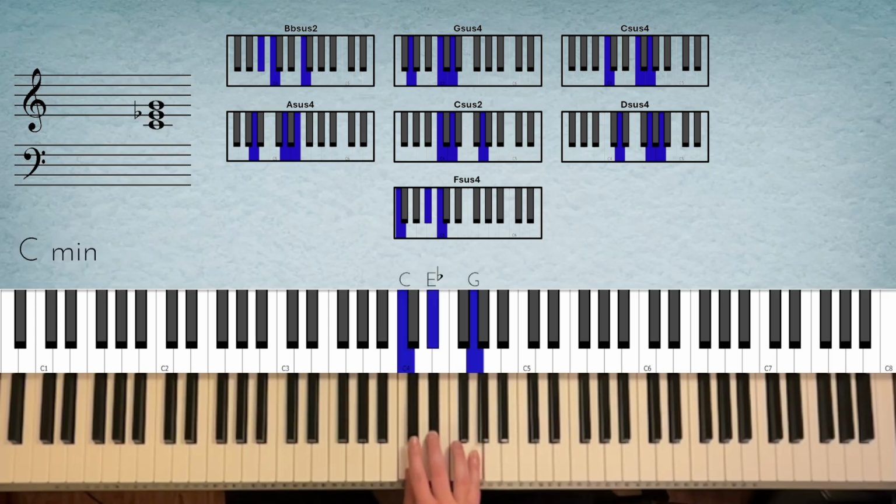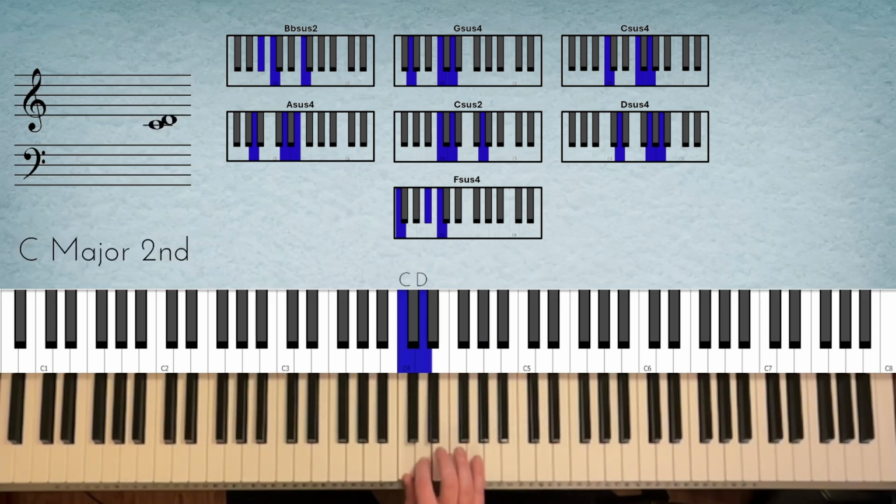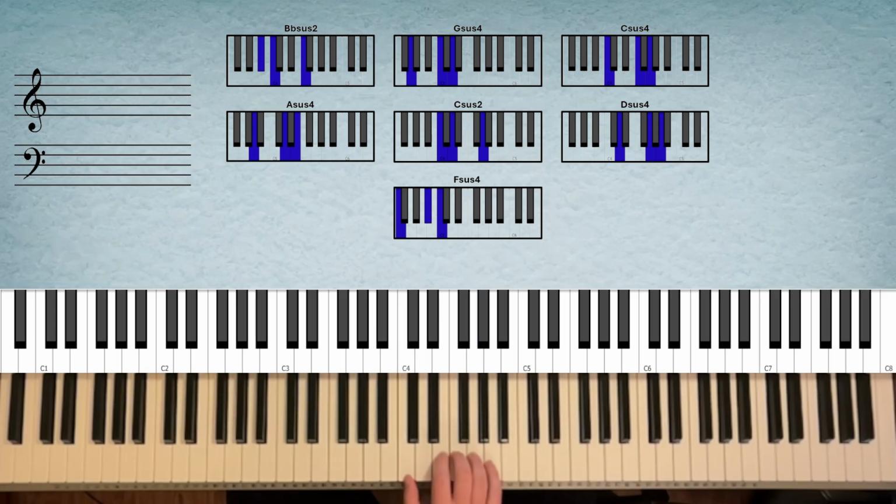But in between C and G, there are a couple other notes, a couple other intervals we can play to get these sus chords. So C to D is a major second. When I add that G in there, I get my C sus2 chord. Right? And C to F, that's a perfect fourth. If I add that G in there, I get my C sus4 chord.